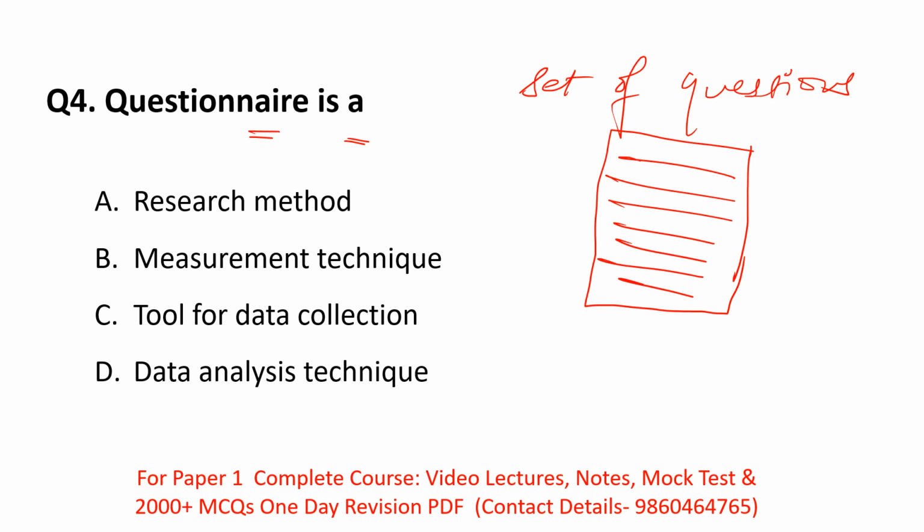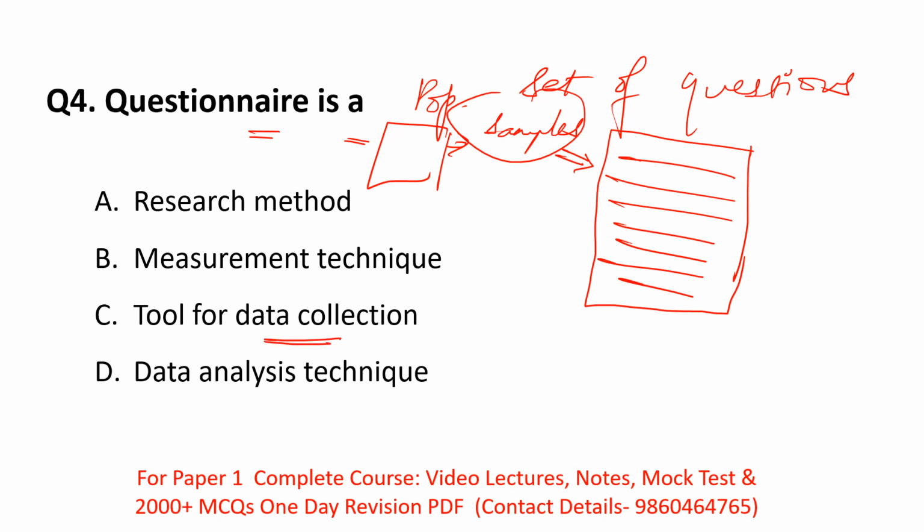If a researcher performs some study, from the population the researcher selects some people, known as samples, and provides a questionnaire, a set of questions, to their respondents. The people in that sample fill in those questions, and through them the researcher can collect the data. So a questionnaire is a tool for data collection. It is a type of tool which helps in research to collect data.